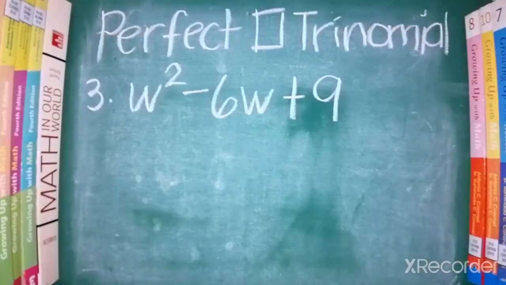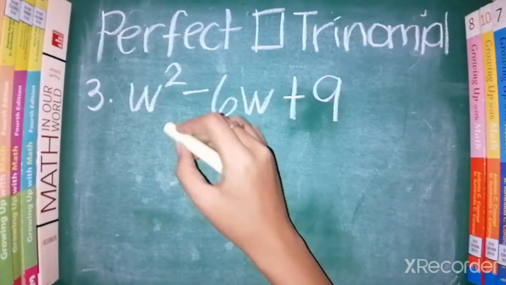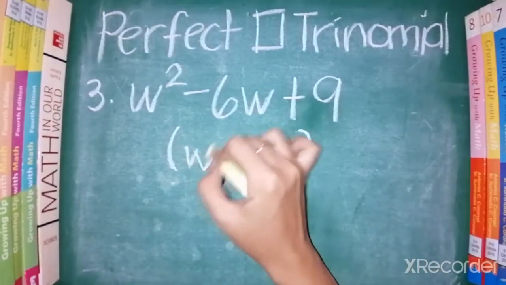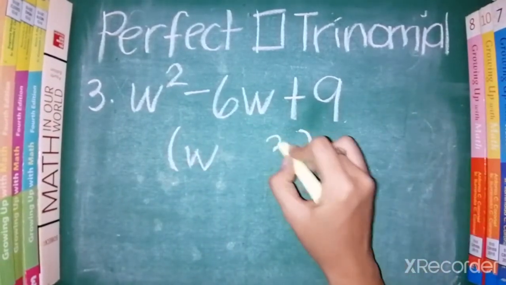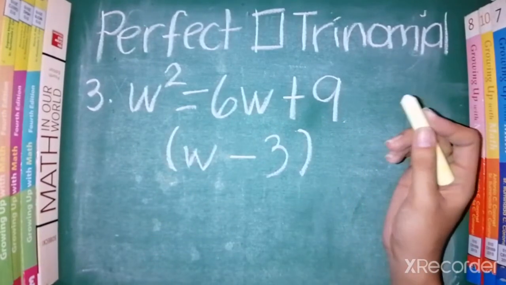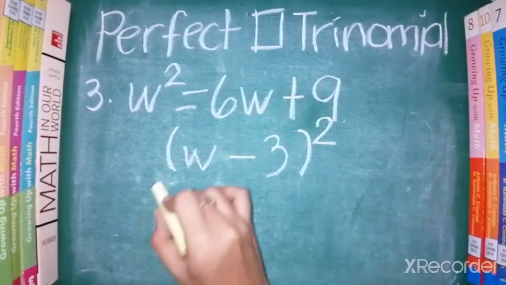That's it. Next example, we have w squared minus 6w plus 9. Same process. Square root of w squared, that is w, and then square root of 9, that is 3, and then copy. Since we have a perfect square trinomial, we are going to use squared.